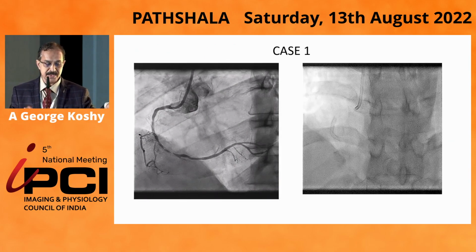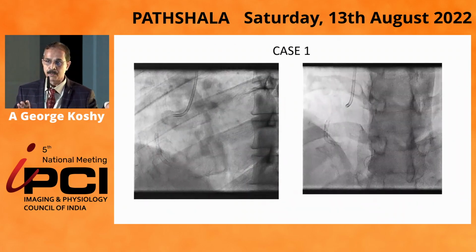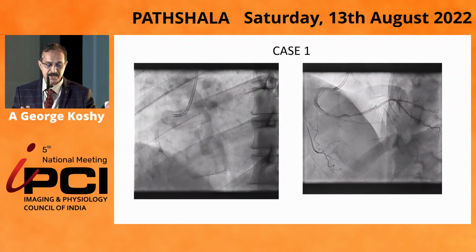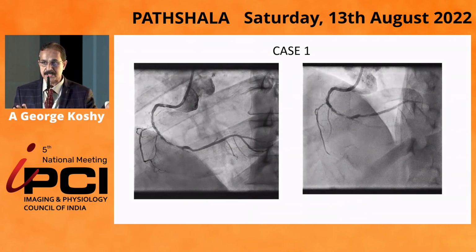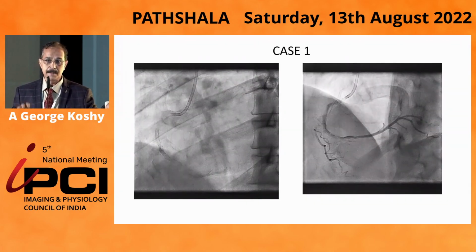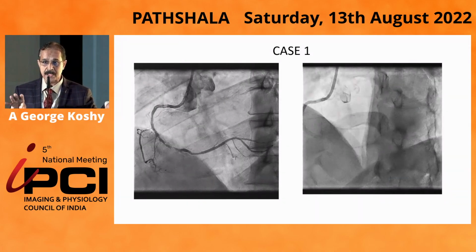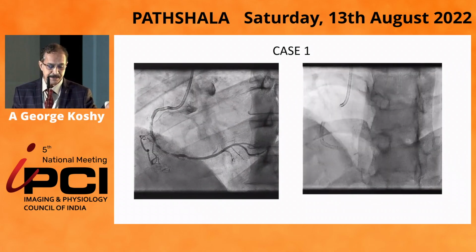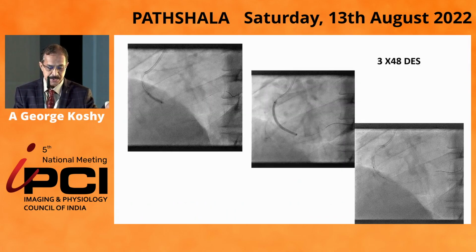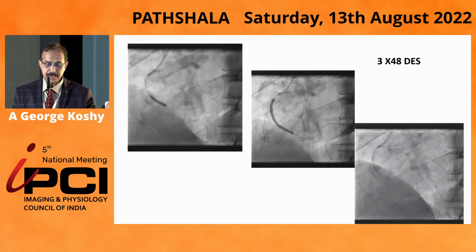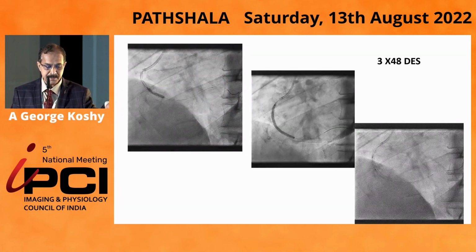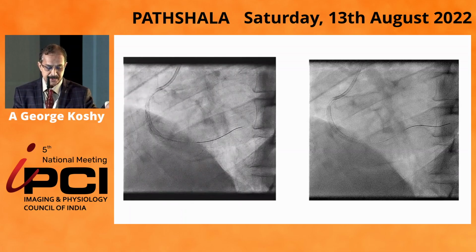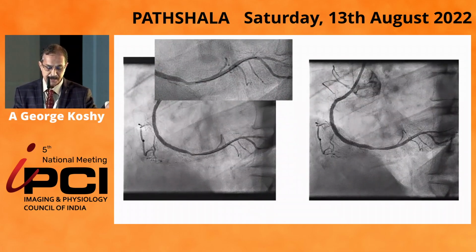Let me show 3 cases. This is a case of a post-RCA stent implanted 2 years ago, with recent onset effort angina. Obviously, it's a case of in-stent restenosis. Pre-PCI OCT will clearly tell about the mechanism of restenosis. And after preparing the bed properly, it was stented with a 3x48 drug-eluting stent, then post-dilated. But ultimately, you find there is some haziness in the distal part.